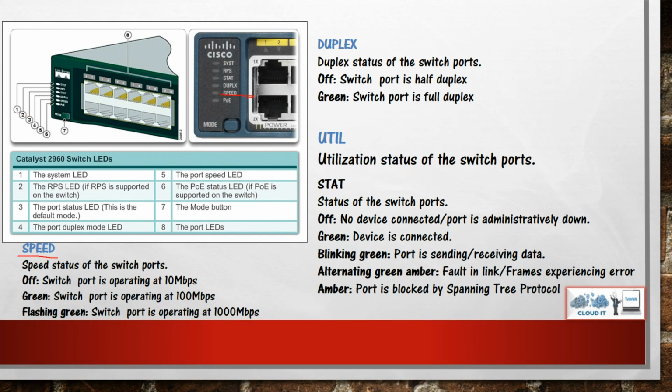Okay, and finally this SPEED status means speed. What does this LED indicate? When it is off, the switch port is working at 10 Mbps. When it is green, the switch port is working at 100 Mbps. And when it has a flashing green light, it means the switch port is operating at 1000 Mbps, which means it is working at 1 Gbps.